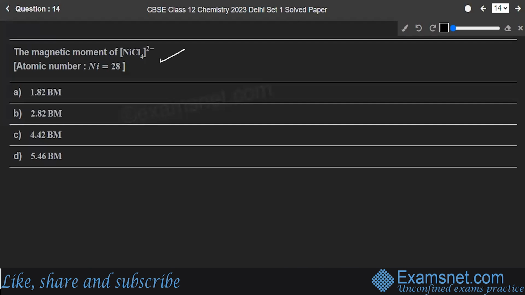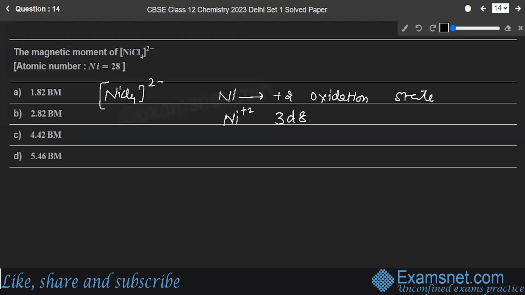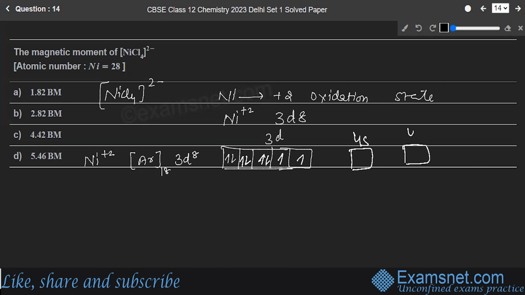Question number 14, the magnetic moment of NiCl4 2 minus, the atomic number of nickel is 28. It's given over here. So in the paramagnetic and tetrahedral complex NiCl4 2 minus, nickel is in +2 oxidation state, and the nickel ion has the electronic configuration of 3d8. The hybridization scheme will be something like this. So Ni 2 plus will first of all have argon with atomic number 18, and then it will be 3d8. This is 3d, 1, 2, 3, 4, 5, 6, 7, and 8. And 4s and 4p are empty.